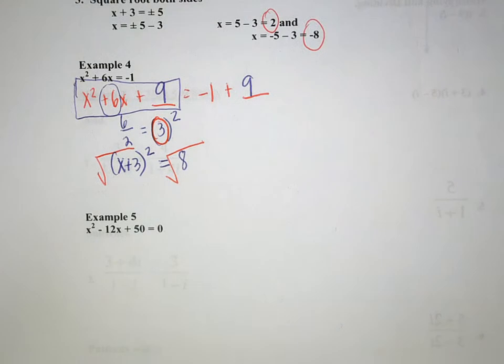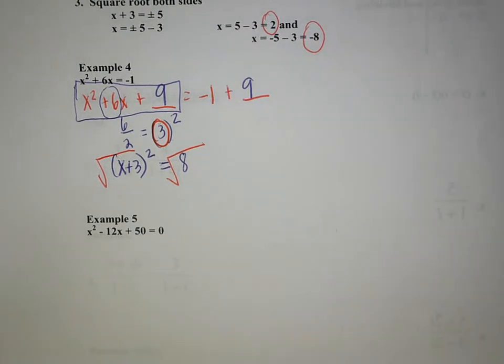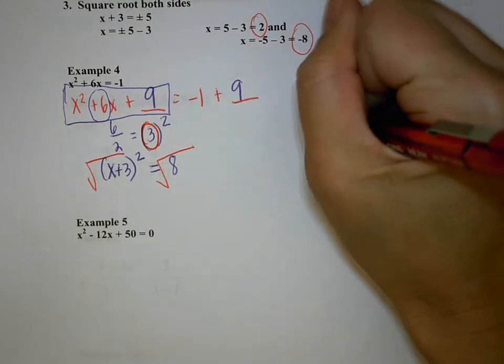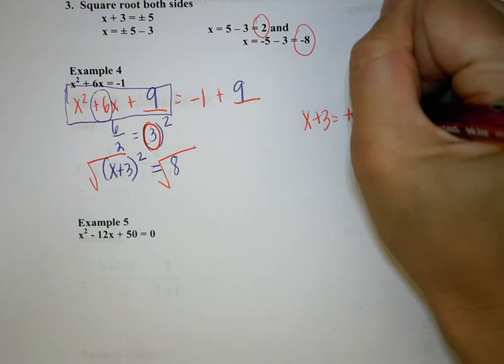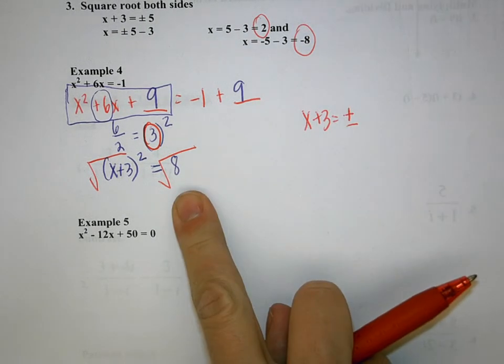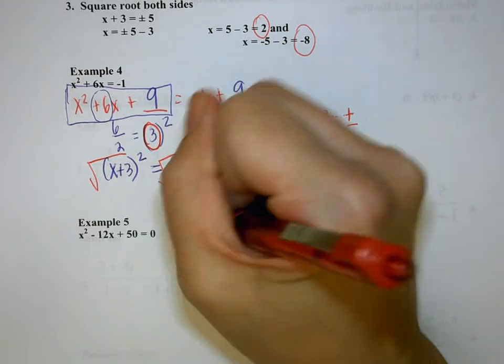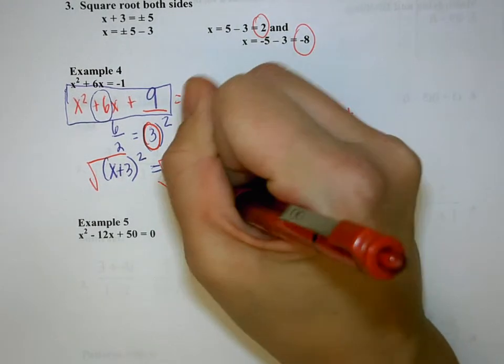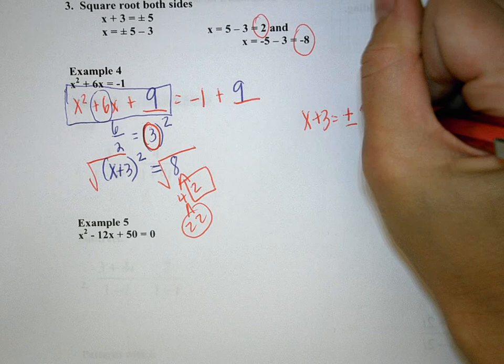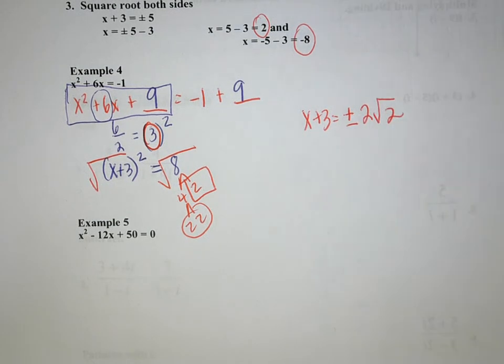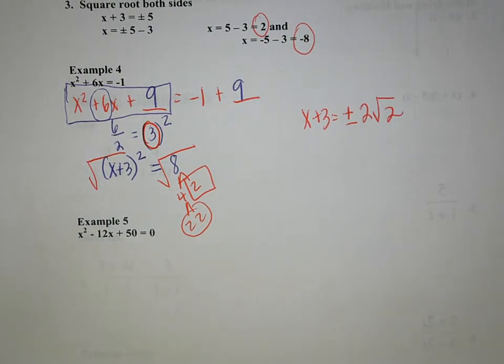Yes. So we are going to have x plus 3 equals plus or minus the square root of 8. Can 8 break down? Good. We have 4 and 2, and a 2 and 2, so I have a pair of 2s, with 2 left over. So I'm going to write this as 2 root 2.